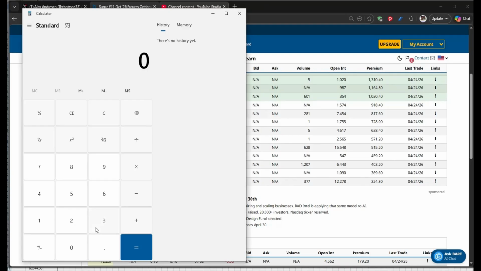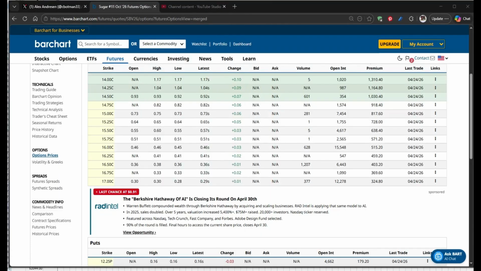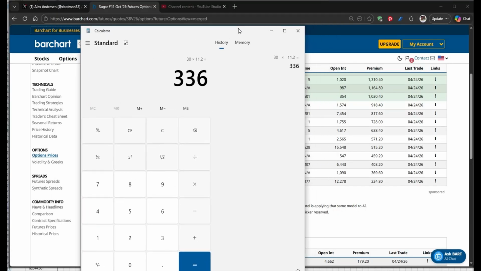30 times 11.2, that's $336 per option if the margins are 2 grand. Let me see, times 8. Well, let's just use that. So you can buy 8 of them for 2,600. If the margin's 2 grand, then you can get more bang for your buck. Now these expire in September, so you got to understand that.